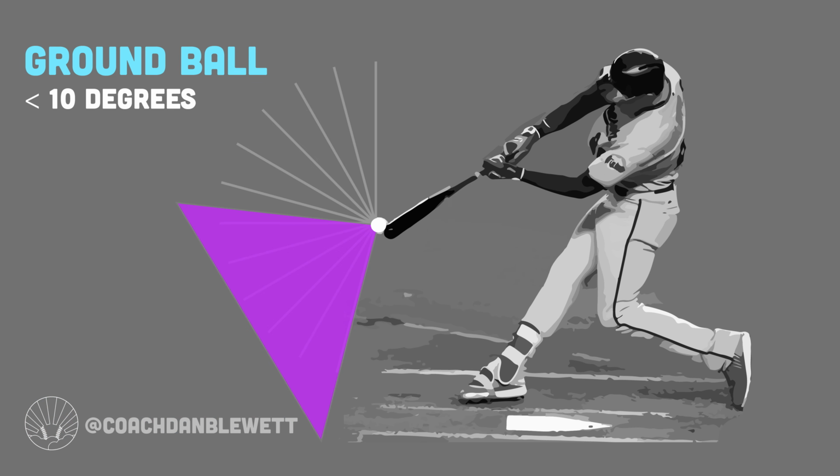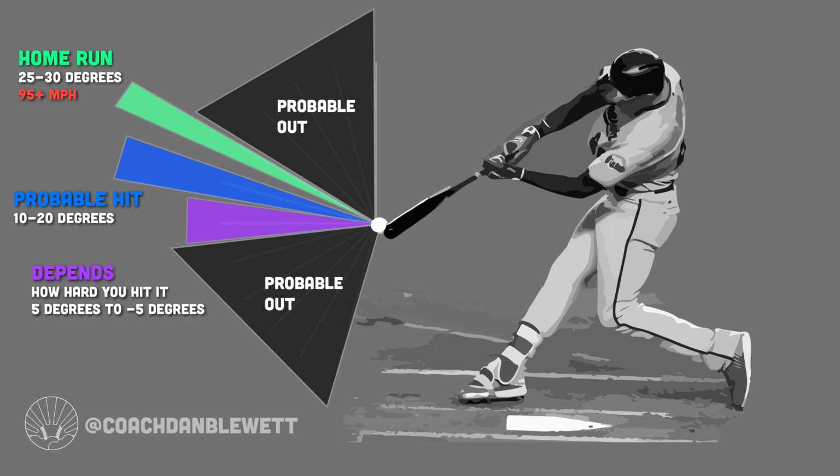And then below that, in the 10 degrees and below, it really starts to depend on how hard you hit the ball. So if you're hitting the ball at 5 degrees of launch angle, that's going to carry maybe 10, 20, 30 feet in the infield before it starts to bounce. So if you hit it really hard, you'll get a lot of hits. If you don't hit it quite as hard, you won't get as many hits. And everything below that is going to be very much dependent on exit velocity.